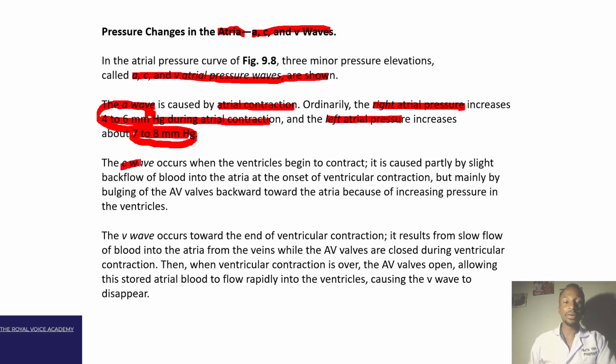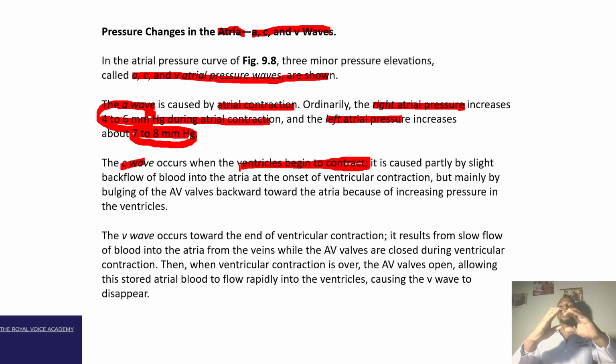So the C wave will occur when the ventricles begin to contract. Because when the ventricles contract, they will cause the valves to bulge. You see, the valves are normally this way, yeah? So when they're allowing in blood from the atria to the ventricles, they'll open this way and then they'll close. So when your ventricles are contracting from down here, they will cause the valves to bulge upwards into the atria. So when they're bulging upwards, they are increasing the pressure in the atria, and that's why you'll now have your C wave developing. So the C wave occurs when the ventricles begin to contract.